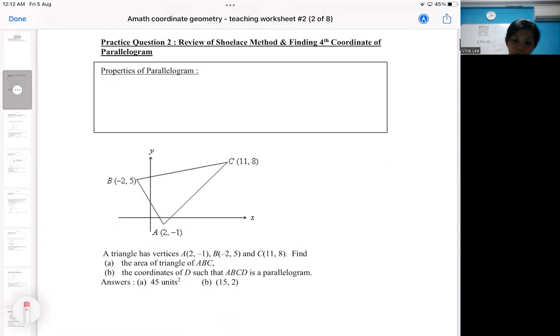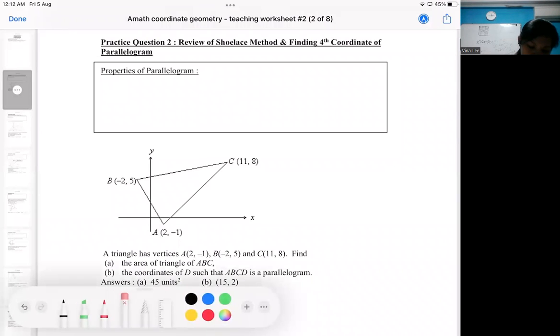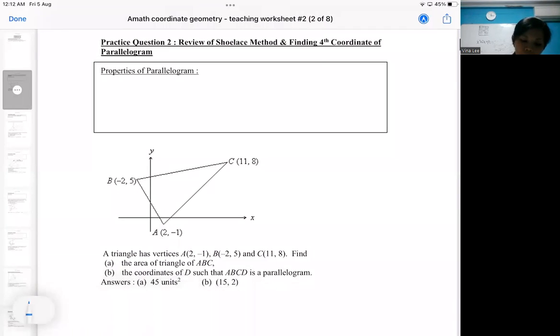Okay, so for this question, we're going to review the shoelace method and also finding the fourth coordinate of a parallelogram. We did it in the first teaching worksheet. Before I go to that part, I'm going to review the properties of a parallelogram.